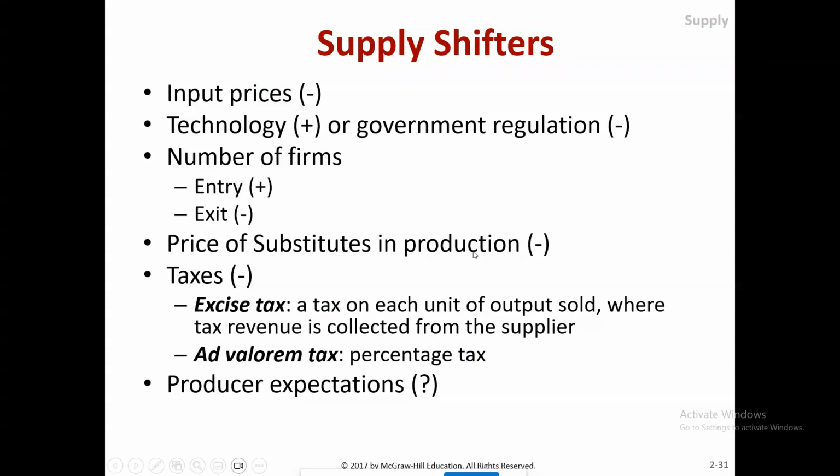Price of substitute goods in production. What's the meaning of a substitute in production? It has to be two goods for the same producer, for the same resource, they can produce either A or B. That's the meaning of substitutes in production. So Pepsi and Coca-Cola are substitutes in consumption, but not substitutes in production because they're not produced by the same firm. They're produced by two rival firms.